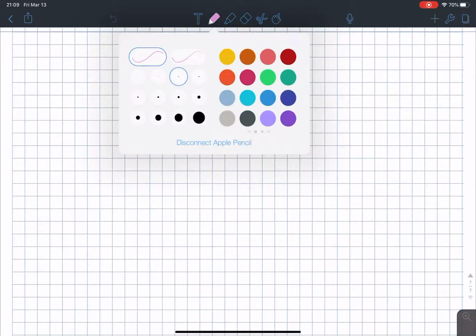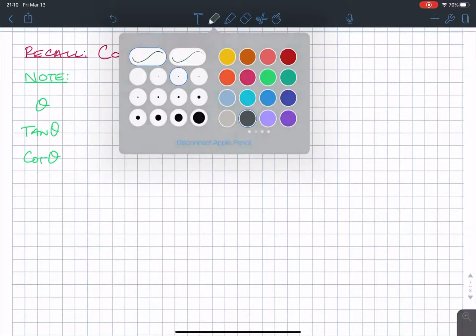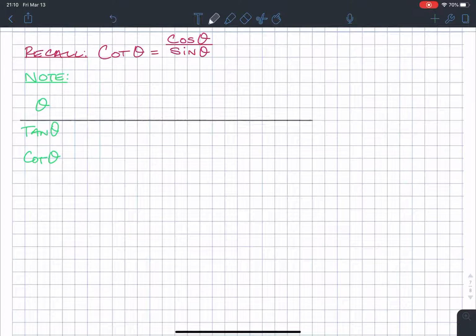Okay, so the final topic of section 4.2 is going to be the plot of cotangent. So let's recall that cotangent is the reciprocal of tangent. So cotangent of theta is actually cosine of theta over sine of theta. So let's note, if I have a theta versus tangent of theta versus cotangent of theta plot, let's see what we have here.